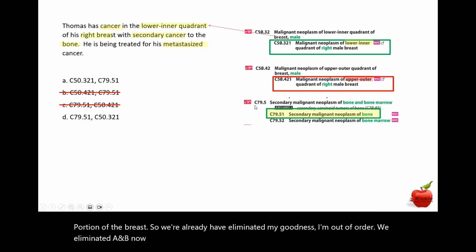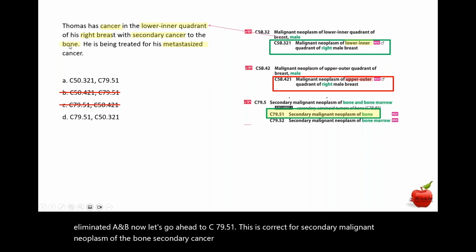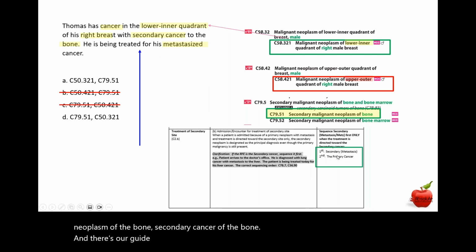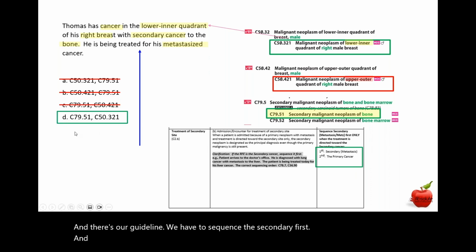Now, let's go ahead to C79.51. This is correct for secondary malignant neoplasm of the bone, secondary cancer of the bone. And there's our guideline. We have to sequence the secondary first. And D is our answer.